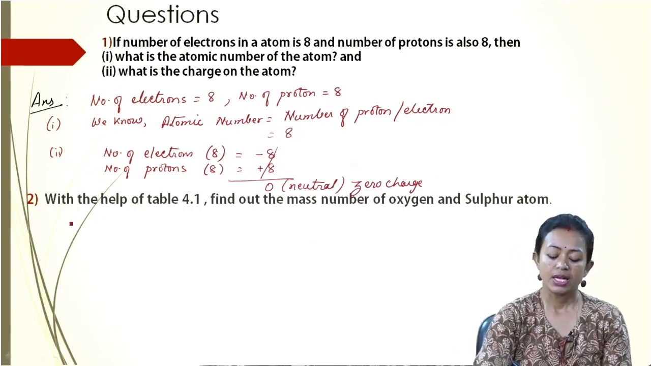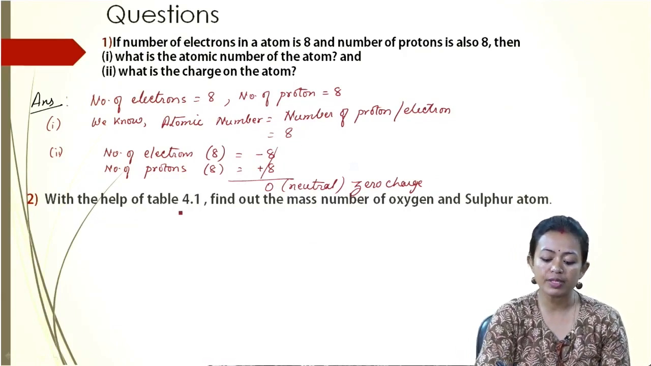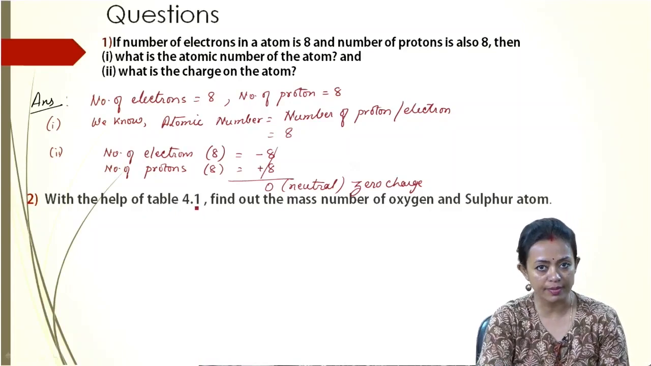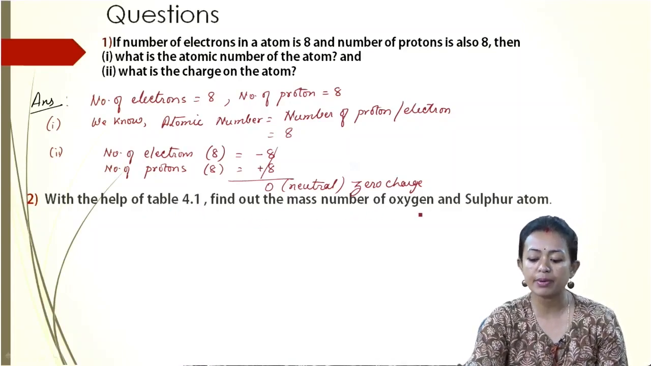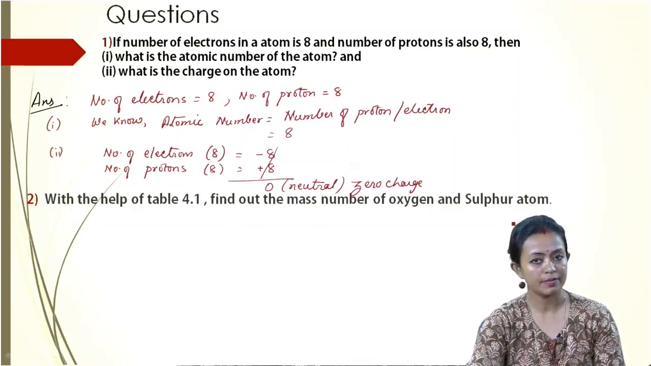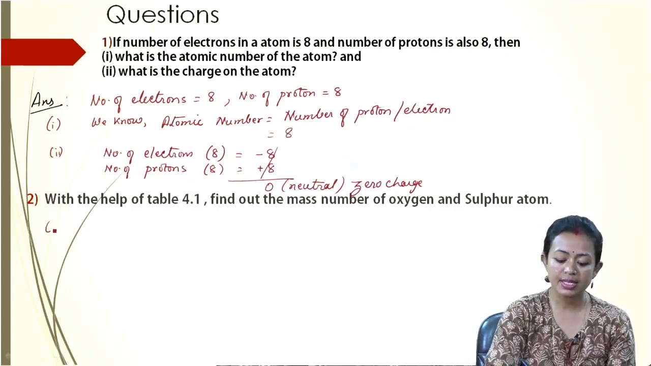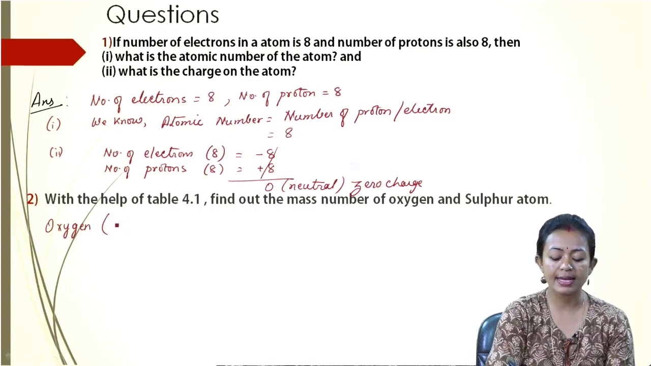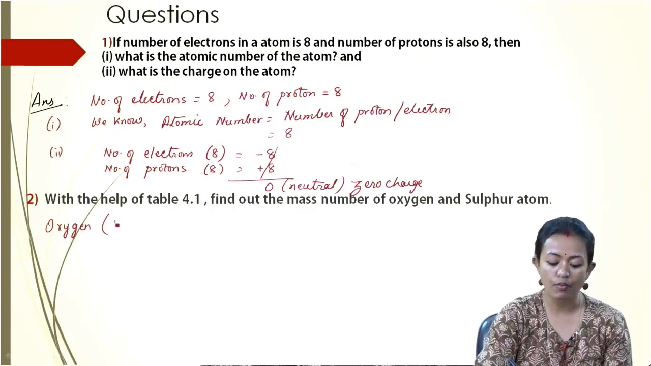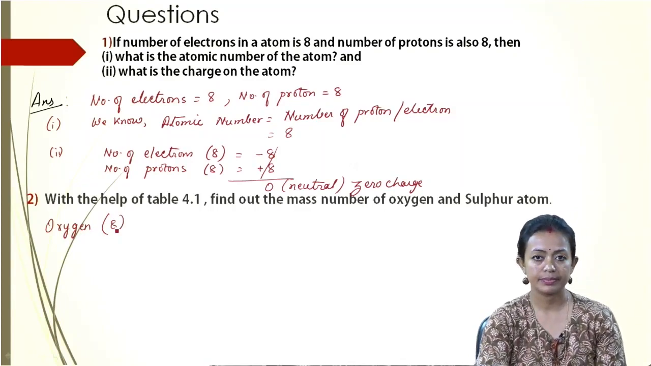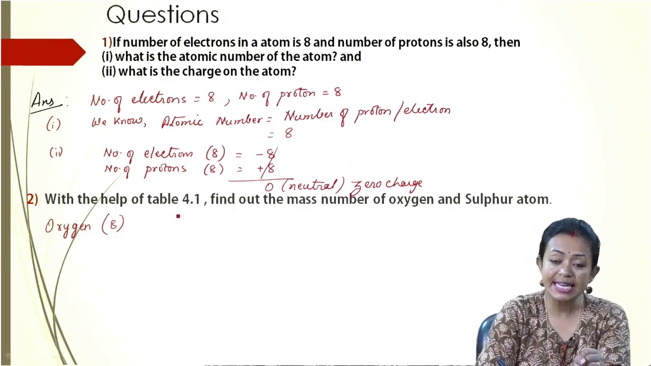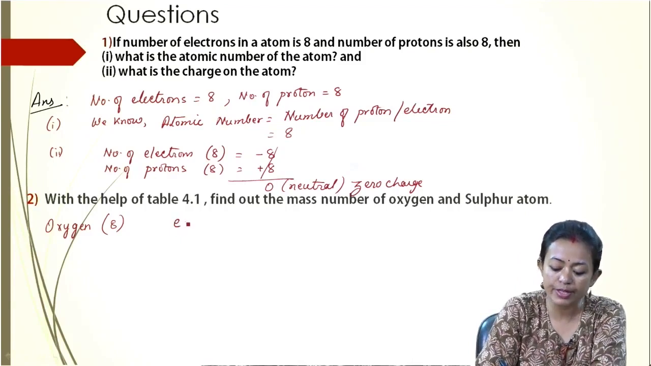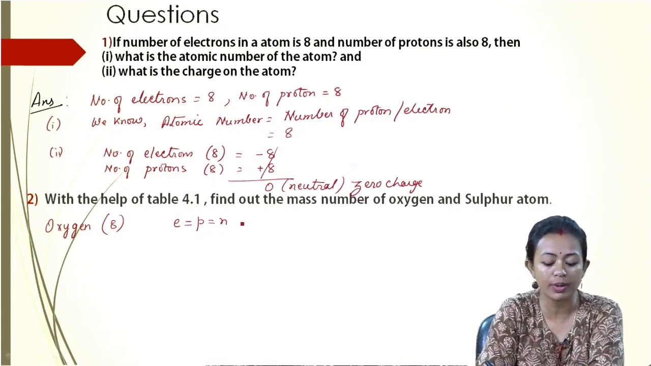Okay. The second one: with the help of table 4.1, that is the table given in your textbook, find out the mass number of oxygen and sulfur atom. Very interesting. Let us see what about oxygen. Oxygen has an atomic number of 8. Now we know that in an atom, the number of electrons, the number of protons and the number of neutrons is going to be equal.